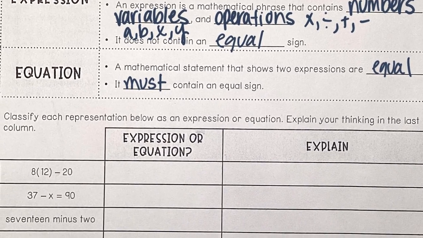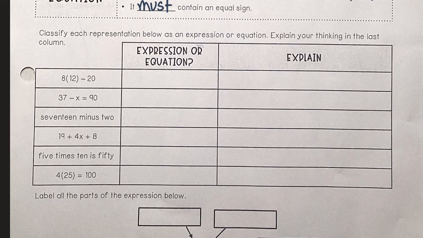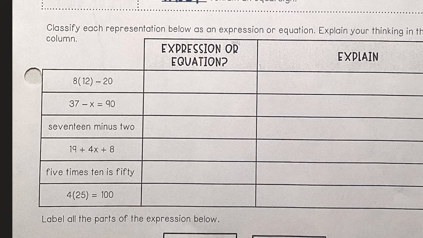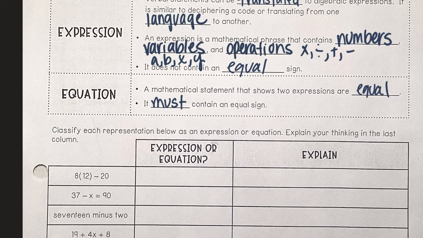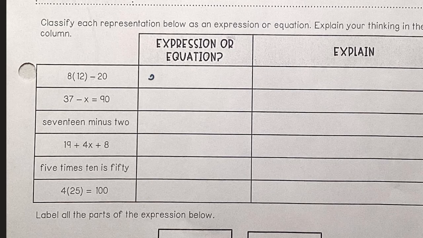So now farther down on your notes page here, it says classify each representation below as an expression or an equation, and then explain your thinking in the last column. So based off of what we just talked about at the top of our notes page, we're going to go through and define whether we have an expression or an equation. Looking at this first one, I've got 8 times the quantity of 12 minus 20. Expressions have numbers, variables, and operations, but they don't contain an equal sign. So in this case, this would be an expression because there is absolutely no equal sign.